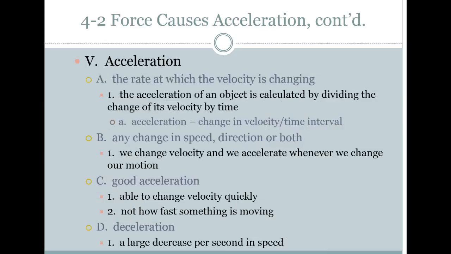So let's talk about acceleration. We can change the state of motion of an object by changing its speed, its direction of motion, or both. Any of these changes is a change in velocity. Sometimes we're interested in how fast the velocity is changing. A driver on a two-lane road who wants to pass another car would like to be able to speed up and pass in the shortest amount of time. Acceleration is the rate at which velocity is changing. You can calculate the acceleration of an object by dividing the change in its velocity by time.